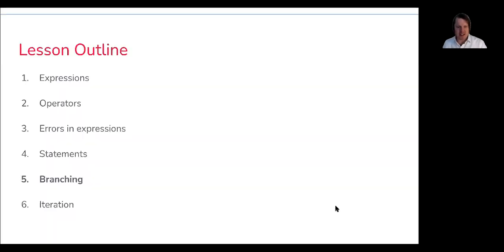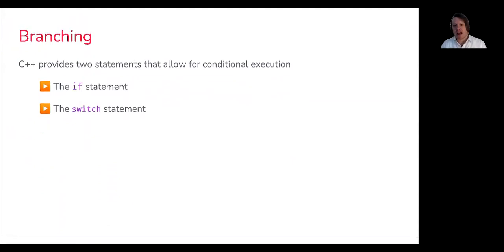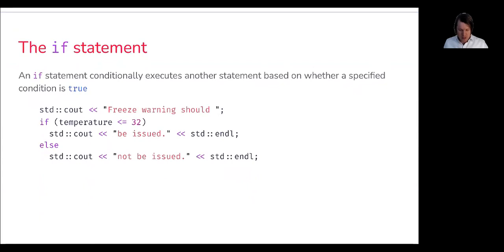Howdy and welcome back. So the next section of today's lesson is going to be branching. This is where we're really going to get into some language constructs that will allow us to begin building some more interesting C++ programs. So in C++, we have two means of implementing conditional execution, the if statement and the switch statement. We'll start out with the if statement.